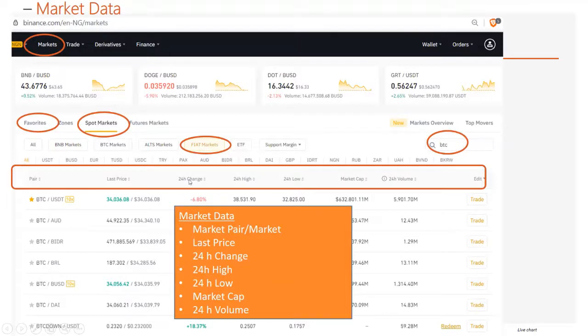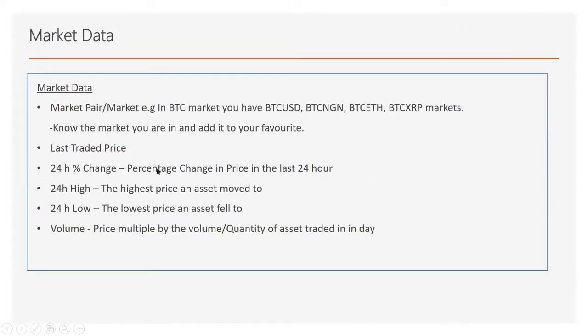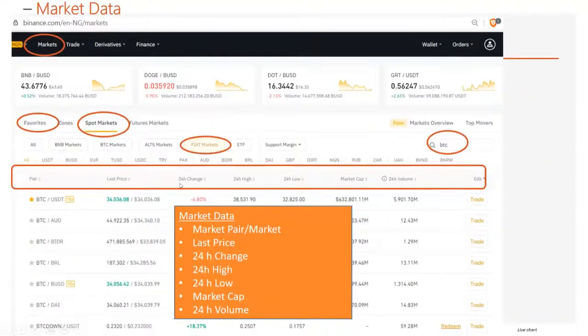So this is the 24-hour change. Remember we said 24-hour change is the percentage change in price in the last 24 hours. So in the last 24 hours, the BTC price fell by 6.8%. It fell, it dropped. That's why it is negative, and that is why it is in red.